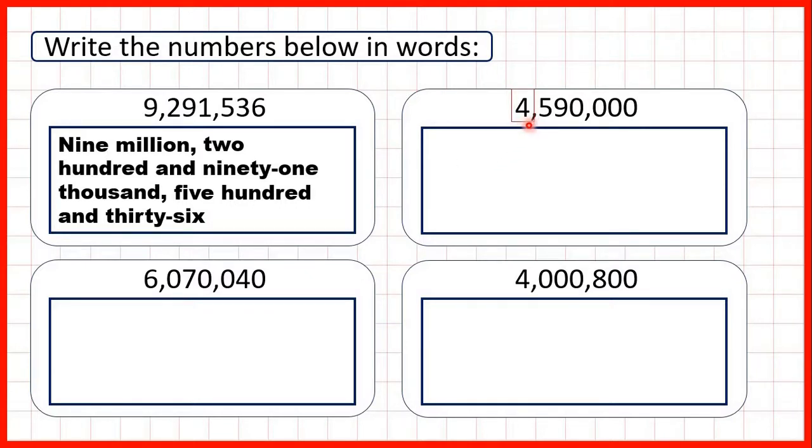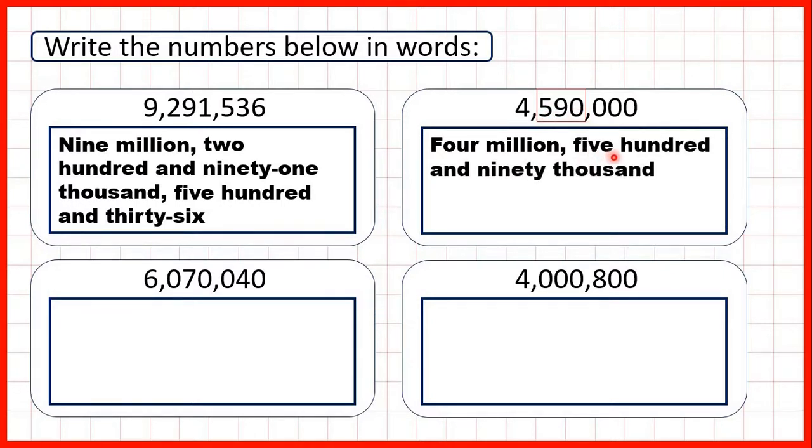Now let's look at this number here. Before the first comma we have a 4, so that's 4 million. Then, remember, we look at the 3 digits between the commas, because that tells us how many thousands we have. We have 590, so that's 590,000. Then we look at our last 3 digits. But here we have zeros as our last 3 digits, zeros in our hundreds, tens and ones. So we don't need to write anything after the word thousand. Our number is 4,590,000.